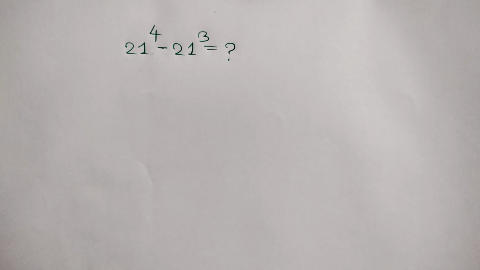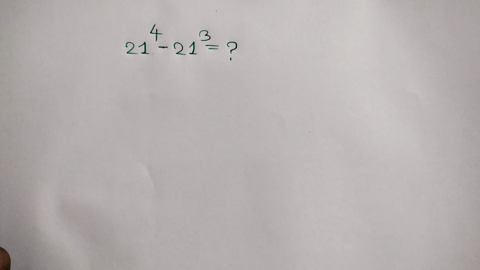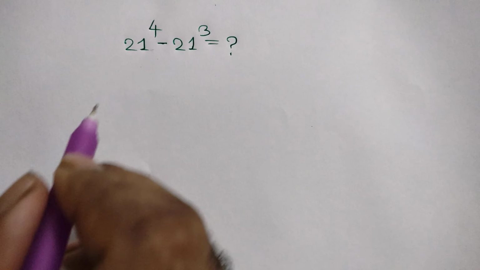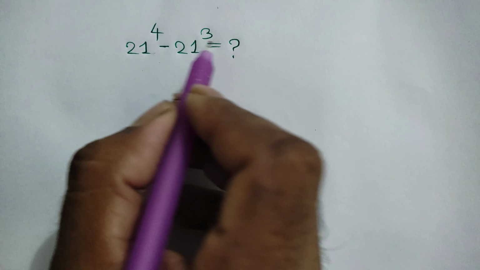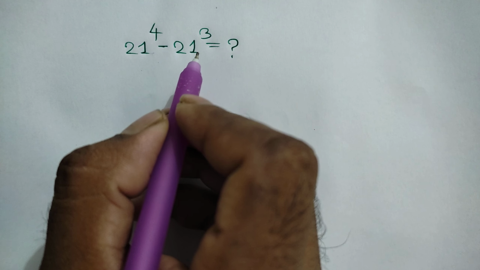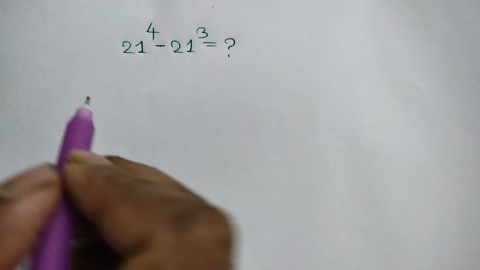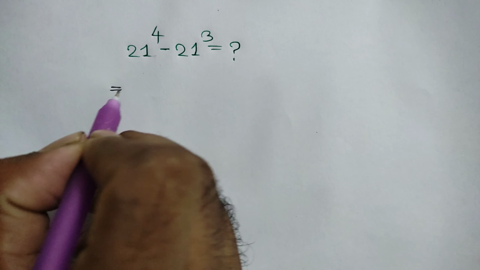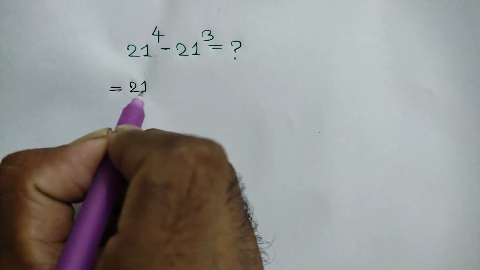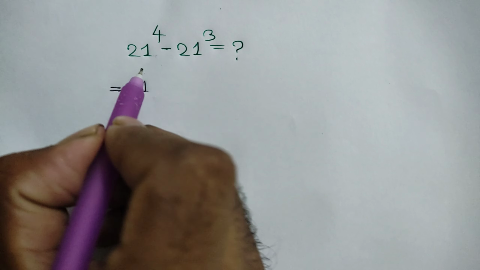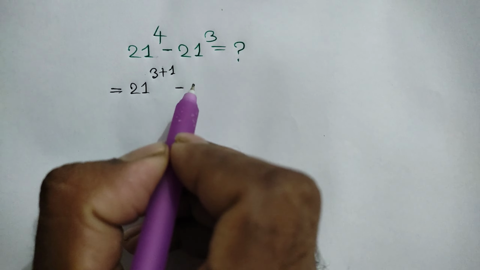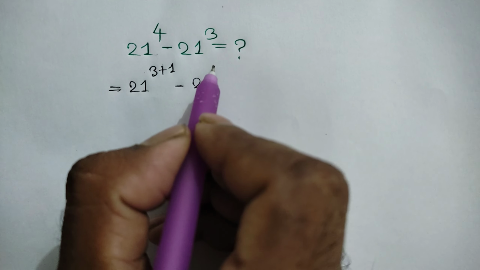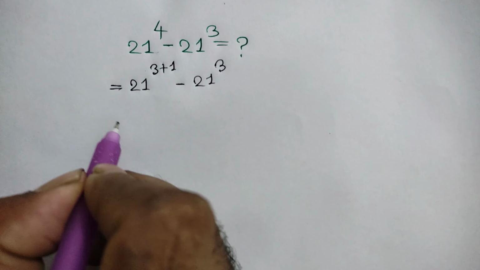Hi everyone, in this video I am going to show how to simplify this math problem: 21 to the power 4 minus 21 to the power 3 is equal to what? Calculator not allowed. 21 to the power 4 can be written as 21 to the power 3 plus 1, minus 21 to the power 3.